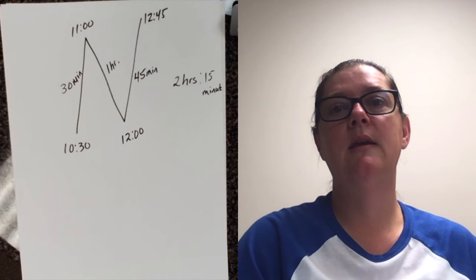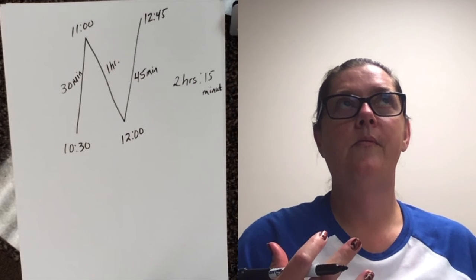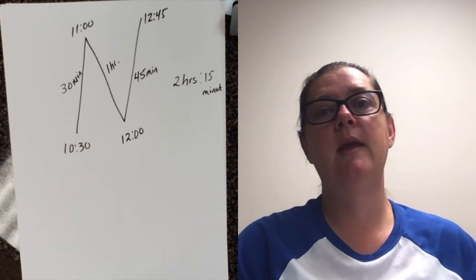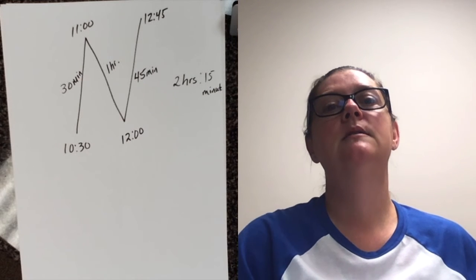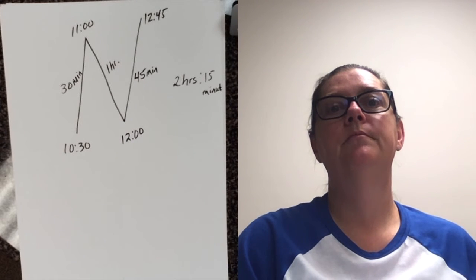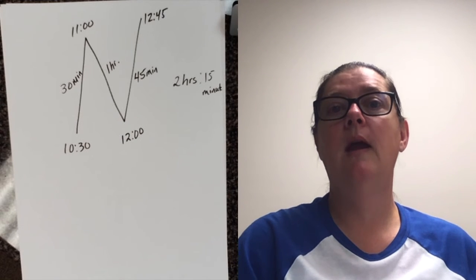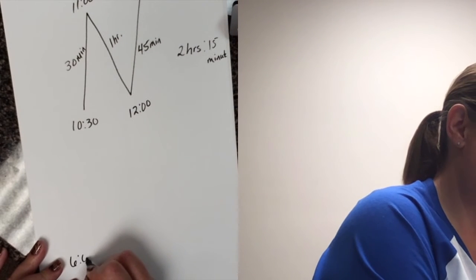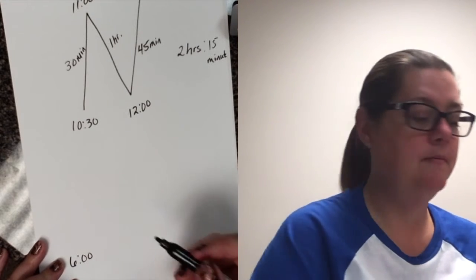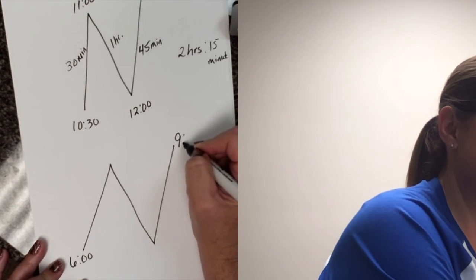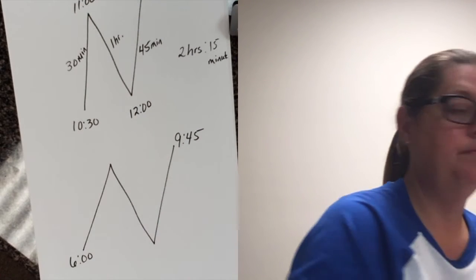Now, here's a good one for our kids. So, let's think about our kids, and they've had a babysitter before, and you're having to pay the babysitter by the hour, but you don't know how much time she's been there. So, let's say that Mary is babysitting for us, and she came at 6 o'clock. So she came at 6 o'clock to babysit. She didn't leave until 9:45.